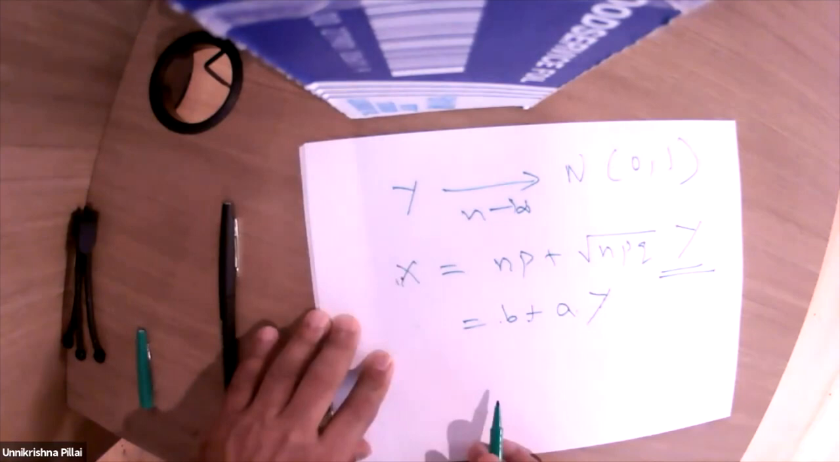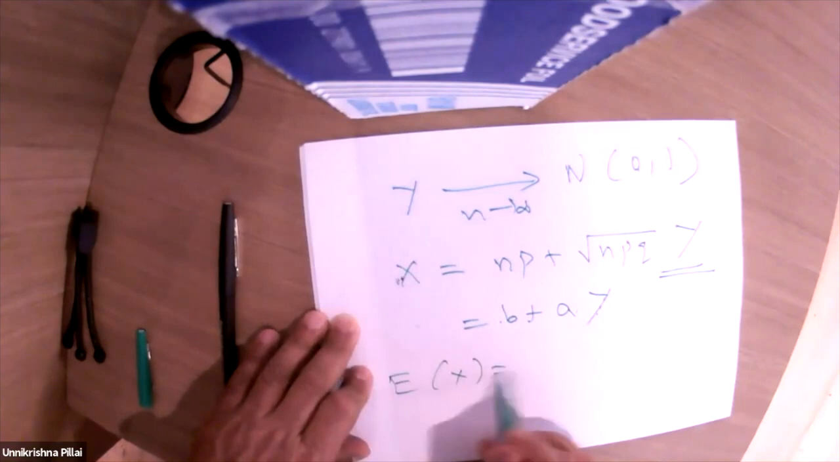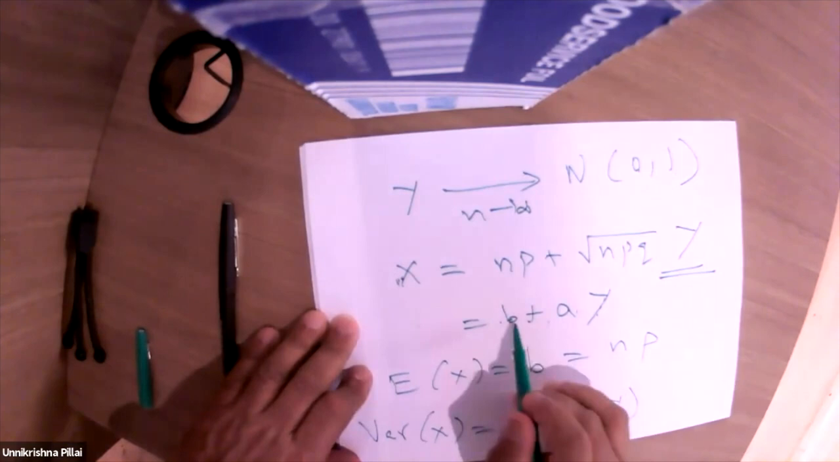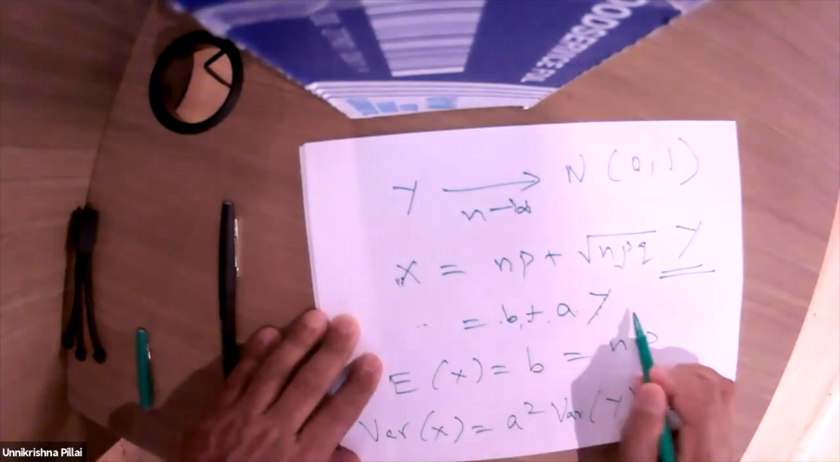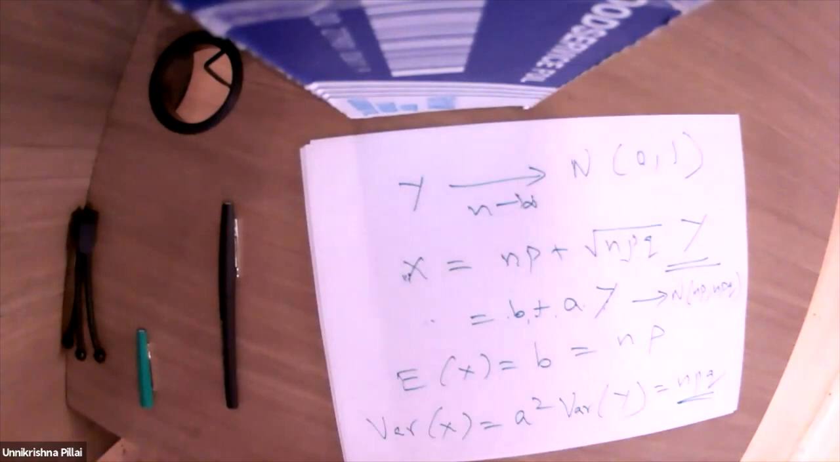And look here. Y has mean zero, variance one. So the expected value of X is b here, which is np. And the variance of X is from here, a squared multiplied by the variance of Y. Why is that? Because of X minus b squared, so you'll get this. A squared is square root of np cube. And X also is Gaussian with the mean np and variance npq. And this is that theorem. What did I say? Binomial-Laplace theorem. So I completely proved it.